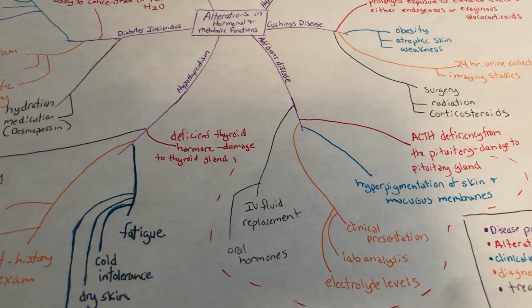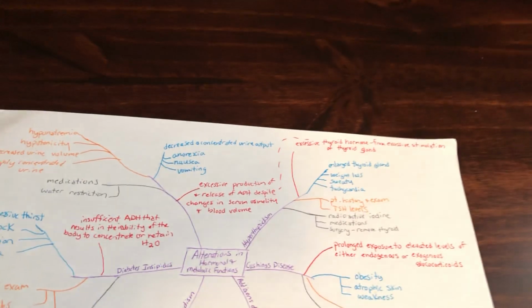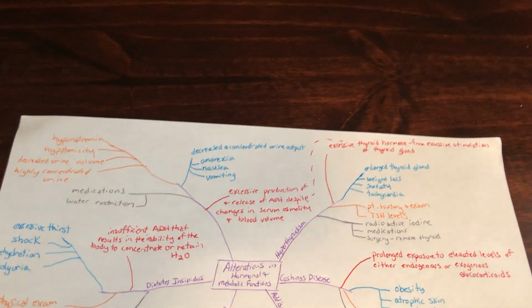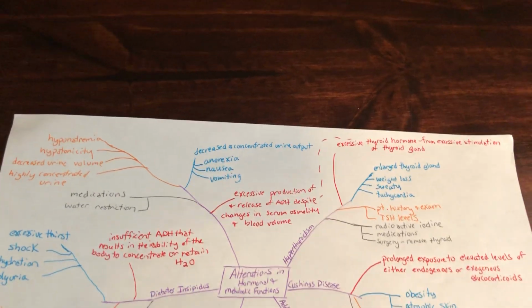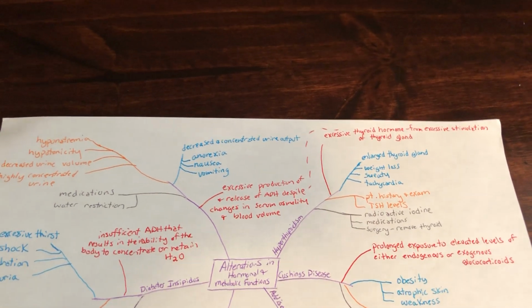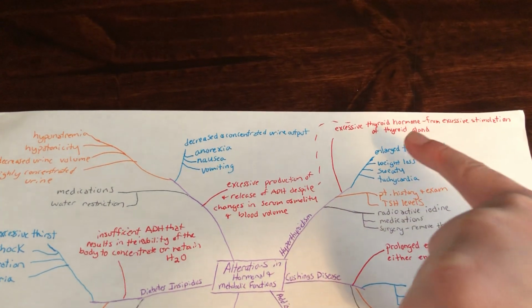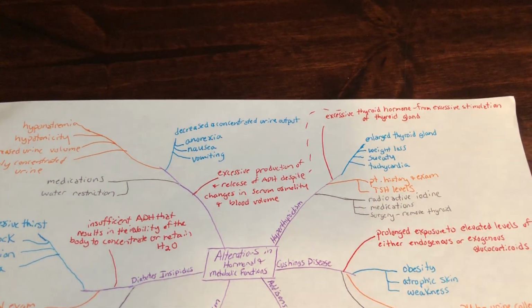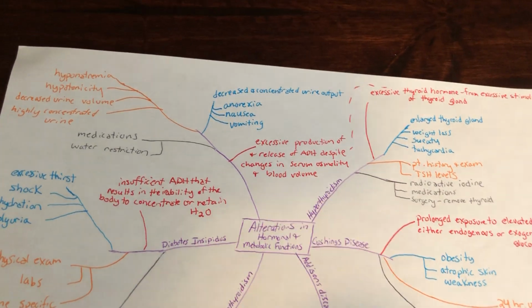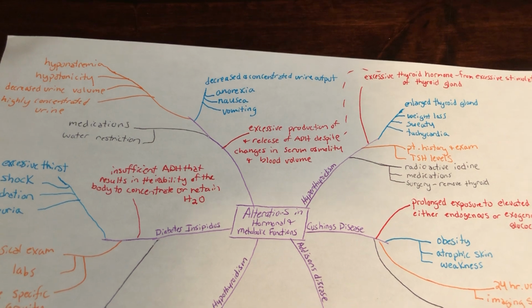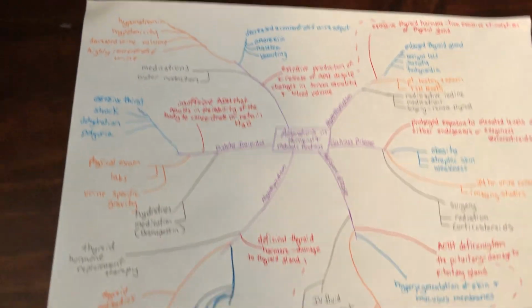And then I did the same thing between these two up here. So kind of the opposite of being deficient, we have too much. So too much thyroid hormone is up here with hyperthyroidism. And then over here we have the excessive production of the ADH. And so, yeah.